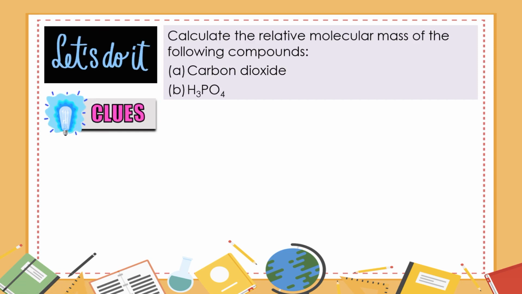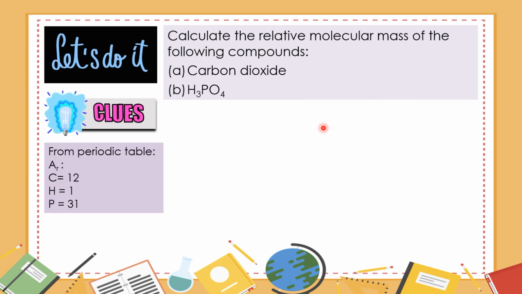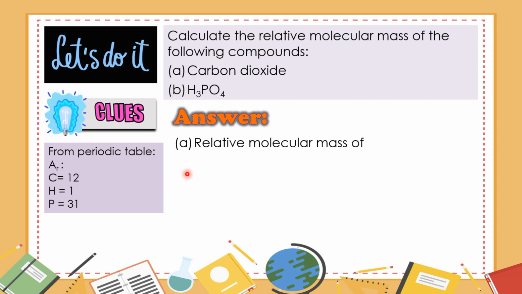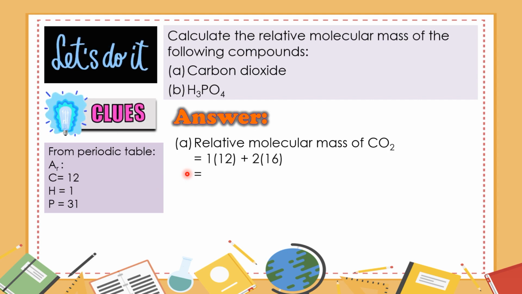Okay, now we move to the sample calculation of relative molecular mass. Okay, calculate the relative molecular mass of the following compounds, carbon dioxide and H3PO4. Right, first of all, you have to know what is the molecular formula of carbon dioxide. That is CO2. Alright, next, by referring to the periodic table, you can find out the atomic mass for each of the atoms. Okay, now here is the sample calculation of how you can calculate the relative molecular mass of carbon dioxide.